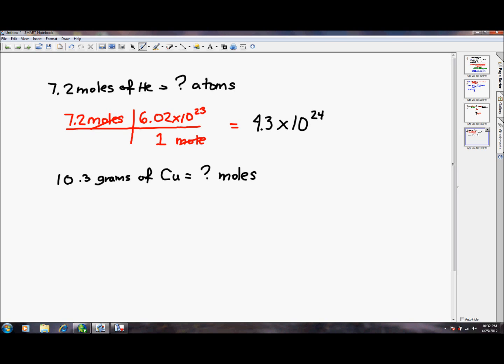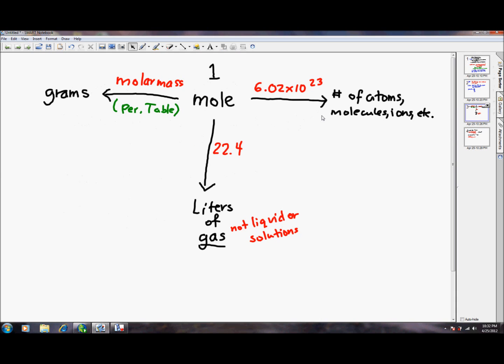Okay, so in our next problem, we have 10.3 grams of copper. We'd like to know how many moles that equals. Remember, you're always going to start with your starting value and your units. I'm going to go back and take a look at my diagram.